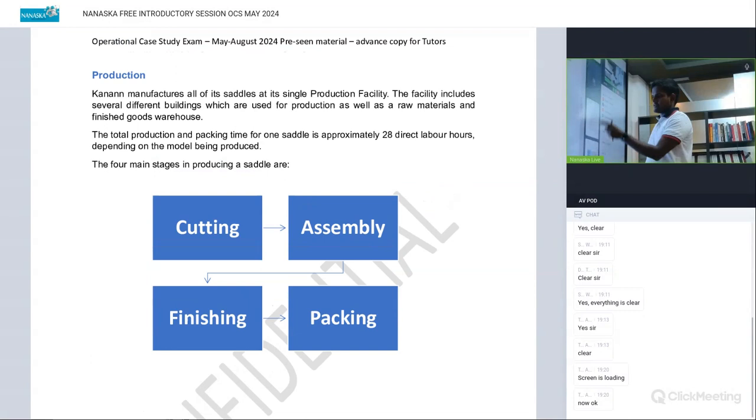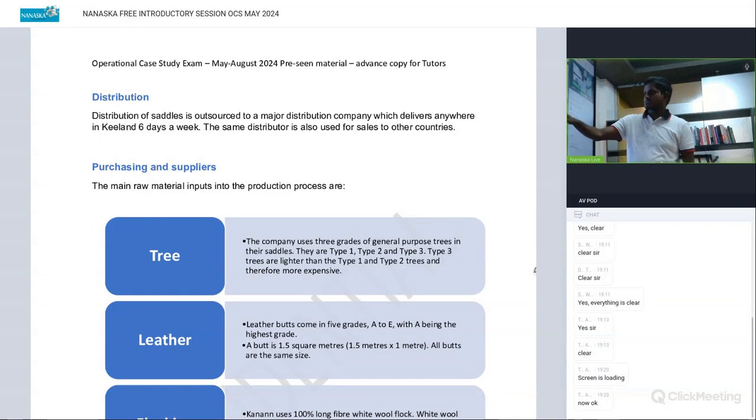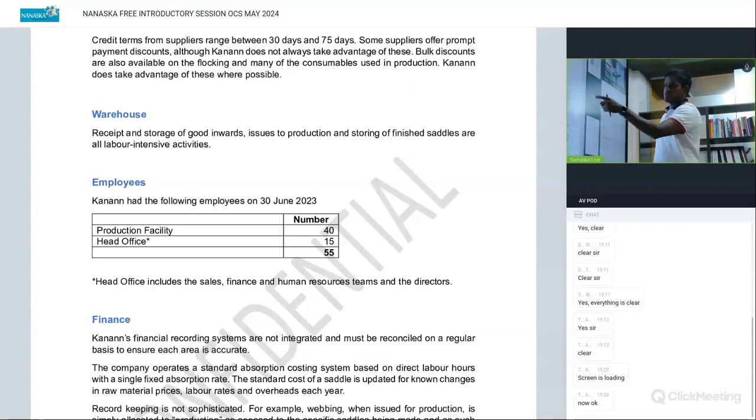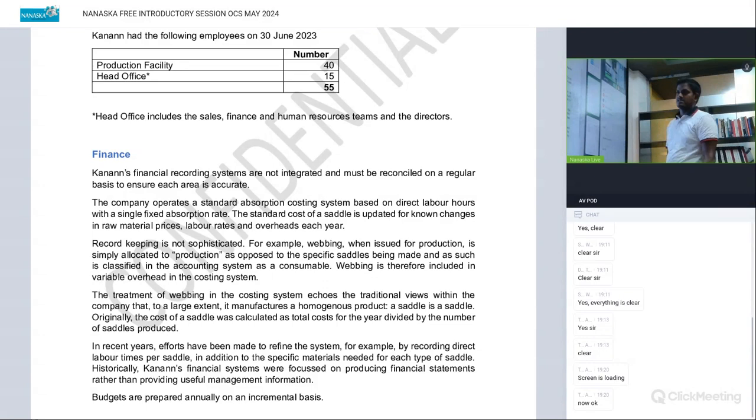Then the packaging and the purchasing and supplies, the raw materials that are needed for the manufacture of the saddles are given here. So we're going to talk about it. And then your employees, you have 55 employees, and then your financing, right? Not integrated operation standard absorption costing system.